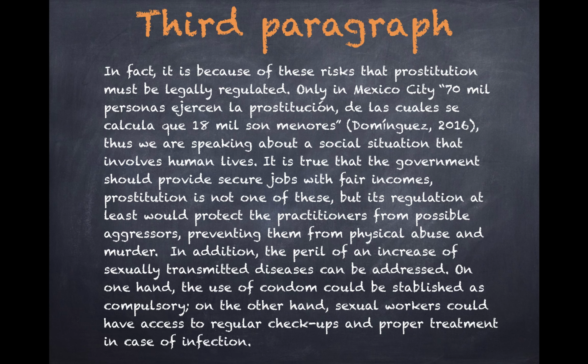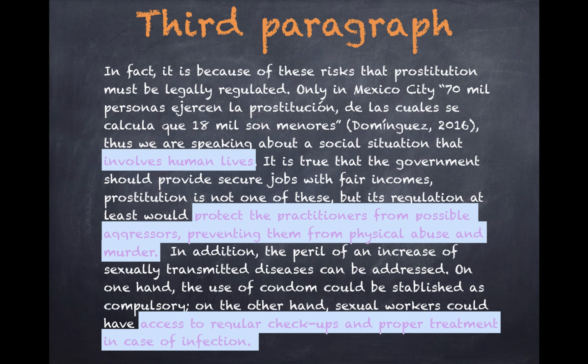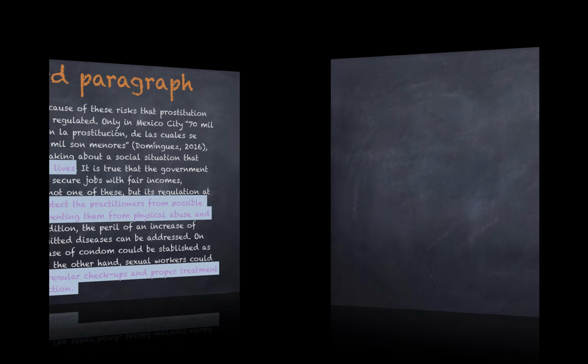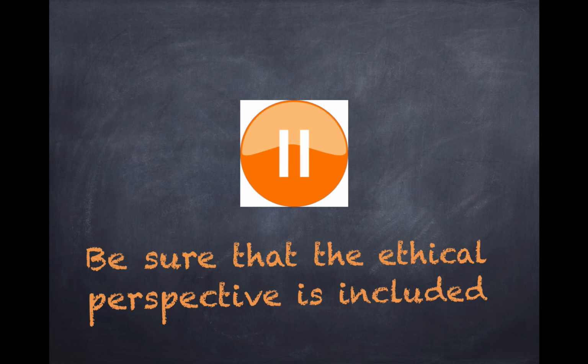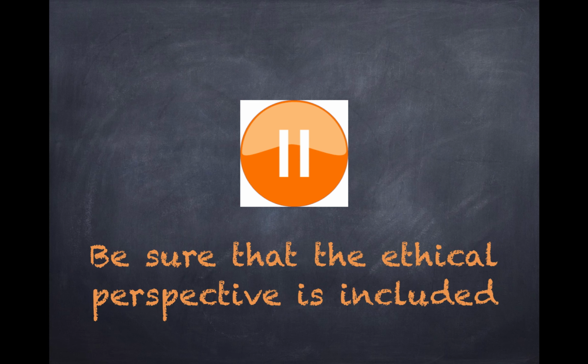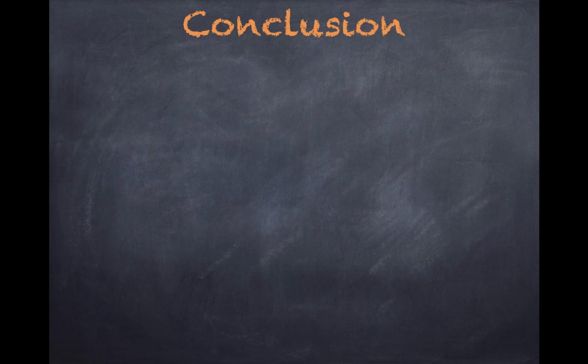Notice that in this paragraph the ethical perspective is included. We underline that prostitution involves human lives and that its regulation protects the persons, their integrity, and entitles them with access to health services. Also notice that we used our second source and used quotation marks. You may pause this video and write your third paragraph. Don't forget to add the ethical perspective. Now we may write the conclusion.